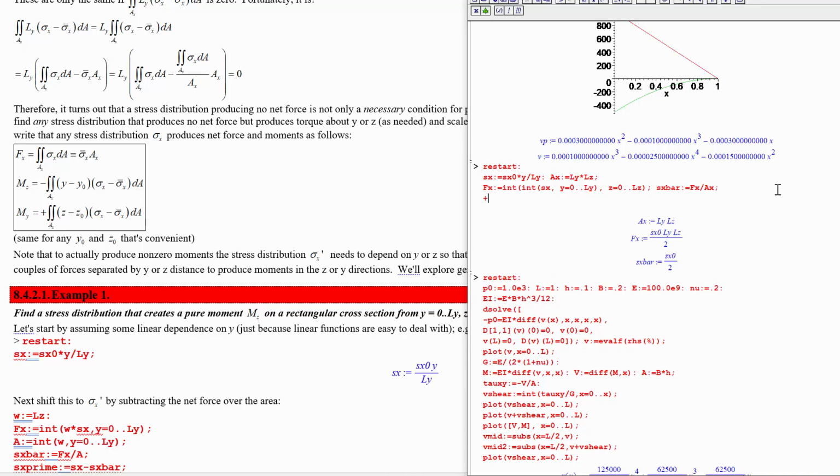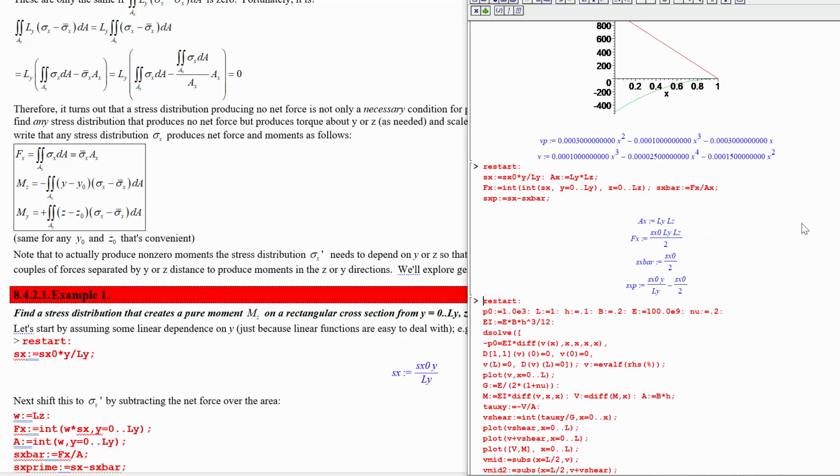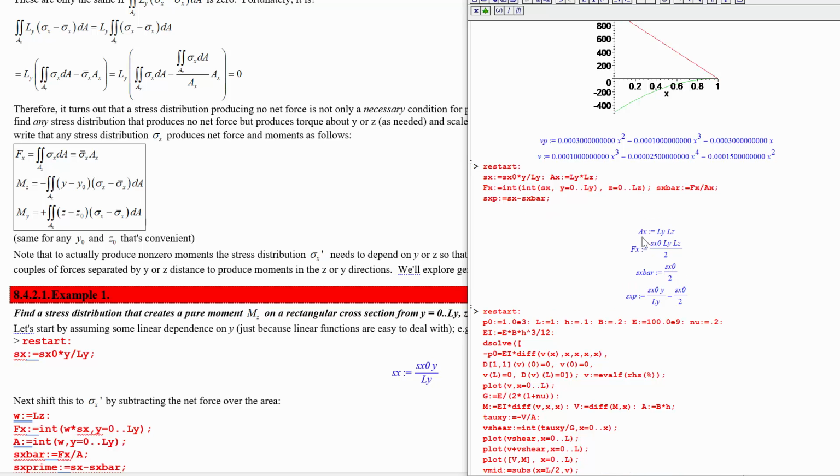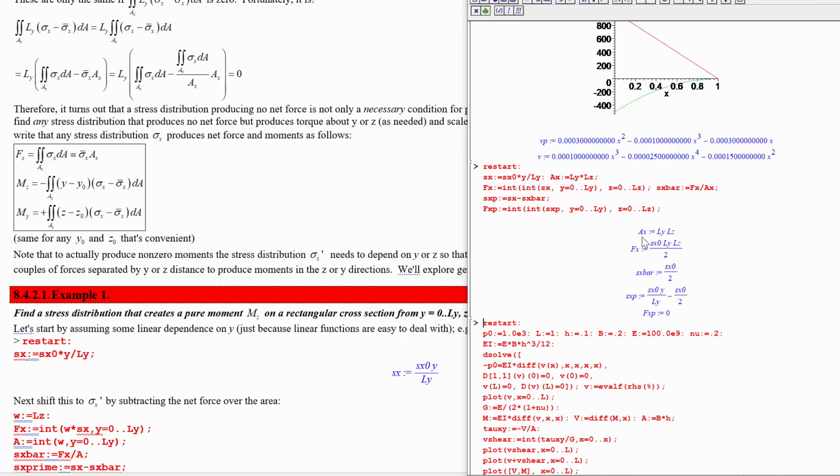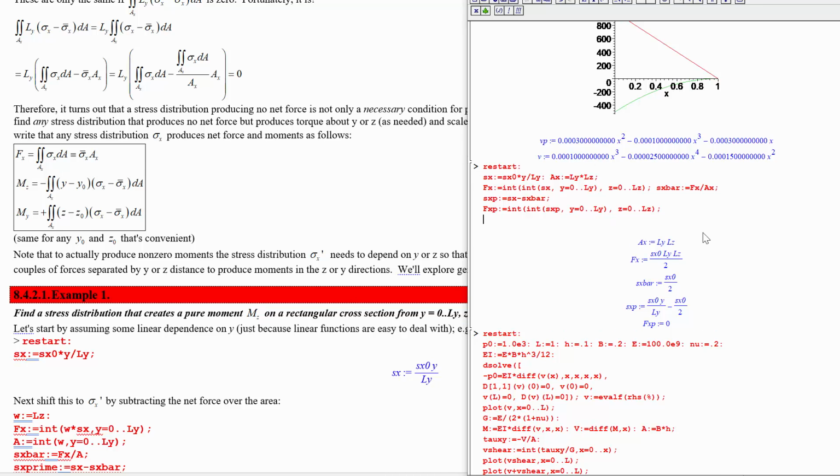Now we can say Sx prime, which is not the derivative or anything, it's the offset one, is equal to Sx minus Sx bar. And the assertion is that this thing should produce no net force and should produce a pure moment if it produces anything at all. So let's find out. Fx prime would be equal to the integral of Sx prime from y is 0 to Ly and z is 0 to Lz. And this should be 0. And it is. So our analytical work was successful there, at least so far.